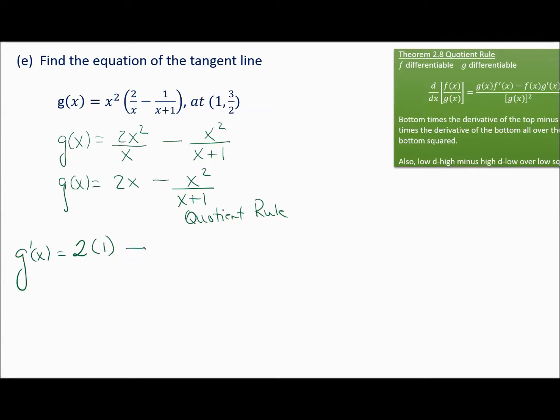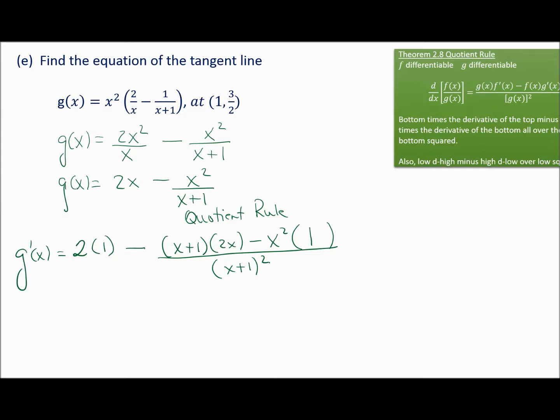Minus. Now here we go with this low-d high minus high-d low business, right? So low is x plus 1. D high, derivative of x squared is 2x. Minus high, which is x squared. D low, what's the derivative of x plus 1? 1 plus 0, which is just 1. Over, do not forget the denominator, x plus 1 squared, or low squared.